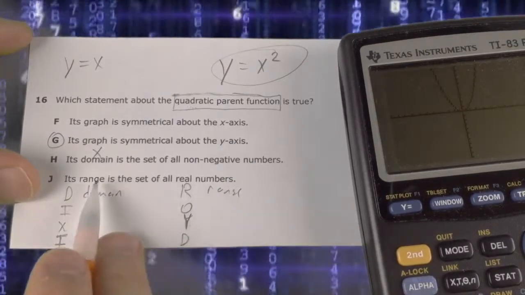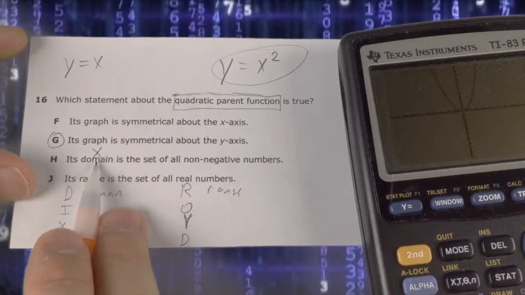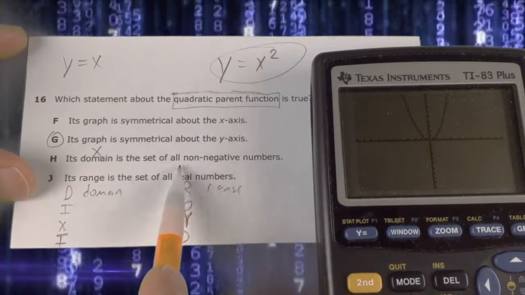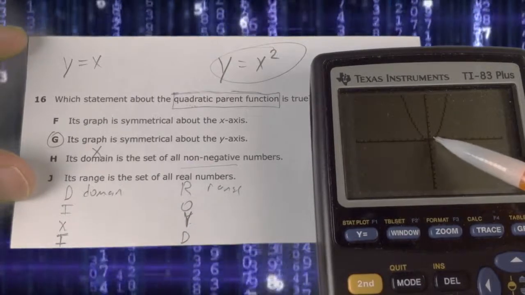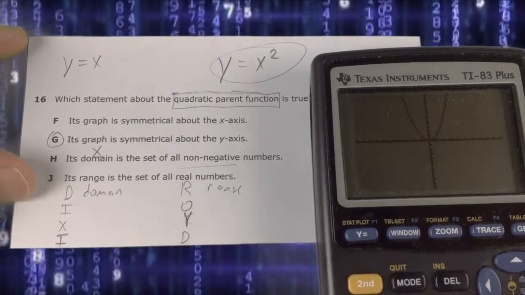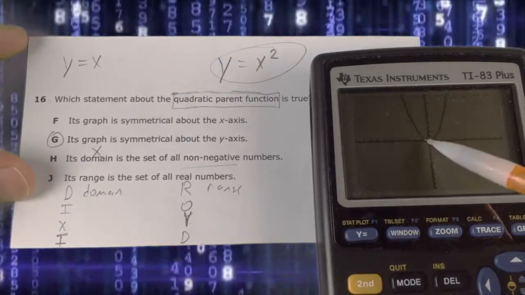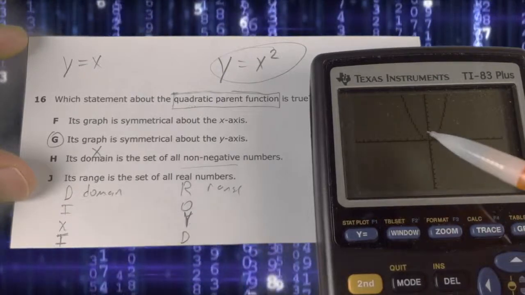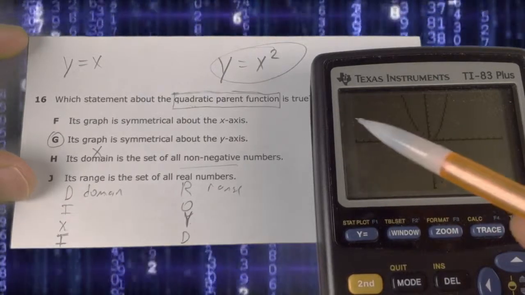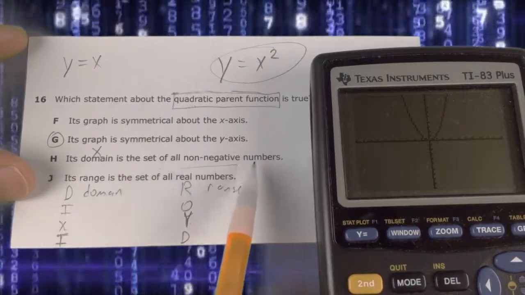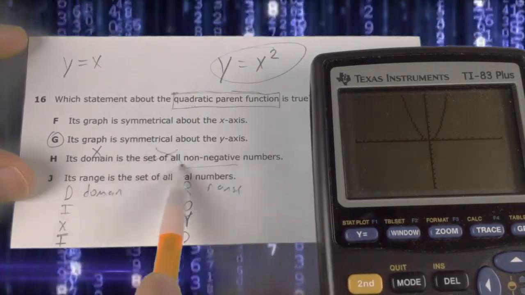Okay, so they're saying the x numbers are the set of all non-negative numbers. But actually, if we go on forever this way, it's going to go along the x-axis forever that way, but it's also going to go forever this way along the x-axis. Those are negative numbers. So it's not the set of all non-negative numbers. The domain is the set of all real numbers. Okay, so that one's wrong.